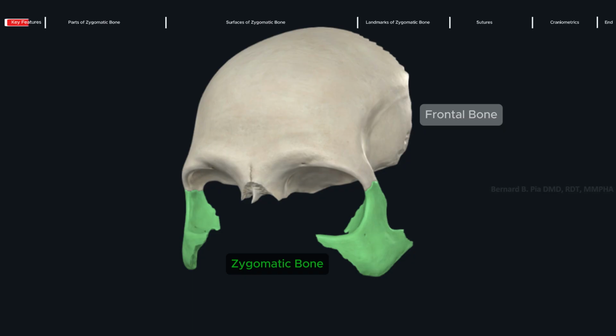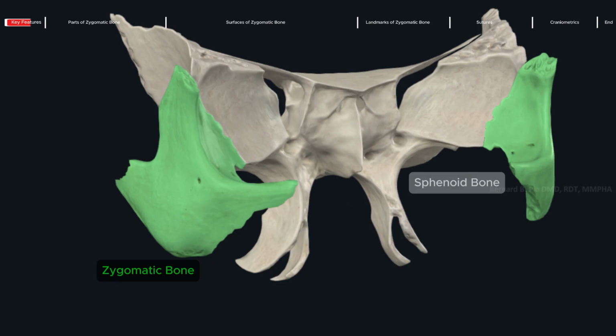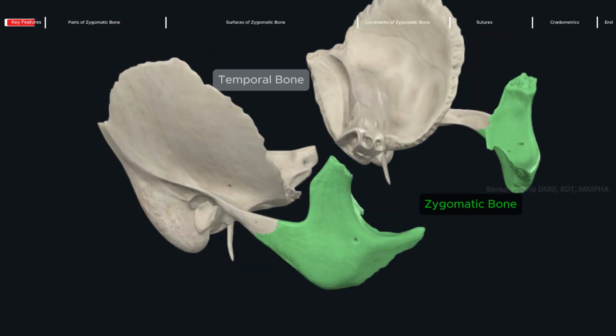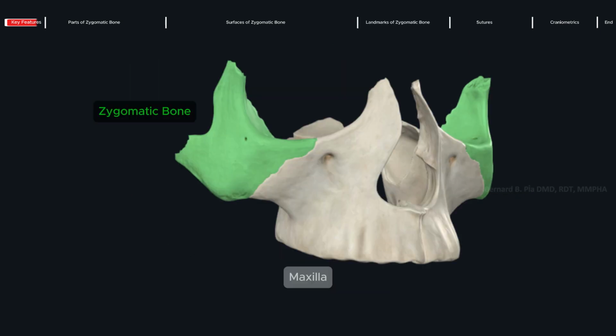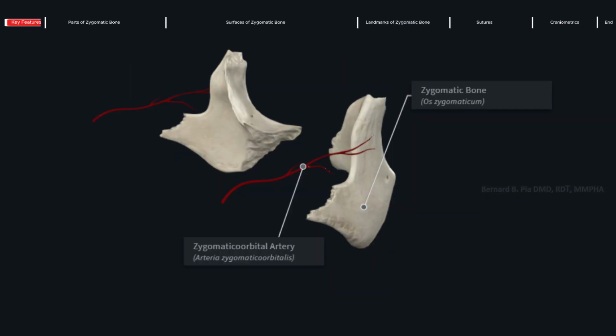frontal bone, sphenoid bone, temporal bone, maxilla. Arterial supply: zygomatic orbital artery.